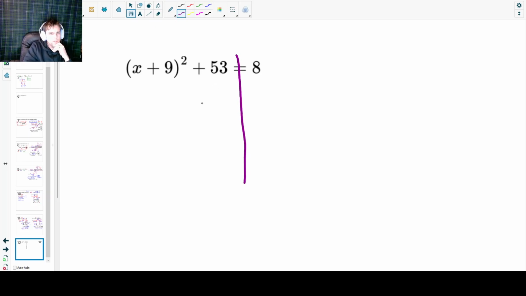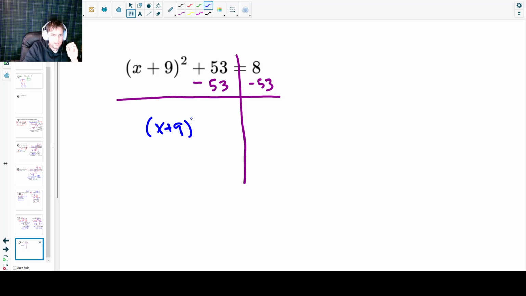So again, we don't start with the square root. That's always tempting because I got to get rid of that first, right? So don't start with your square root. Start by getting rid of anything on the outside of it, outside of the squaring here, right? So I'll take away 53. All right, that's going to become x plus 9 squared. These cancel out. And then 8 minus 53, that's a negative 45.